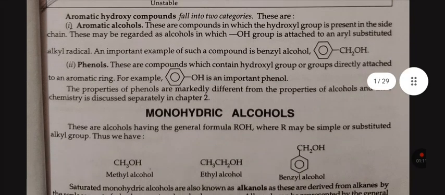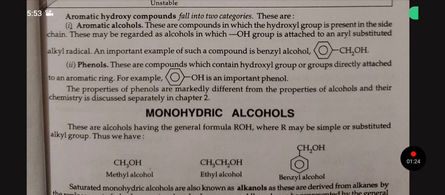Aromatic hydroxyl compounds fall into two categories. First, aromatic alcohols. These are the compounds in which the hydroxyl group is present in the side chain. These may be regarded as alcohols in which the OH group is attached to an aryl substituted alkyl radical. An important example of such a compound is benzyl alcohol.